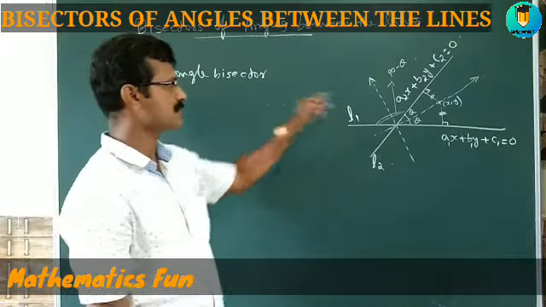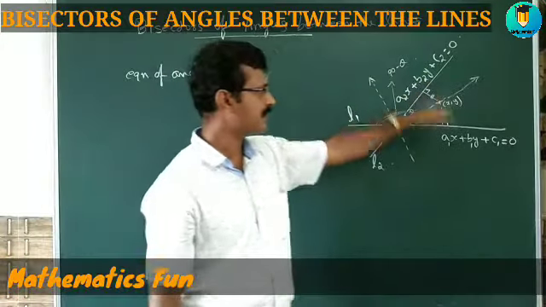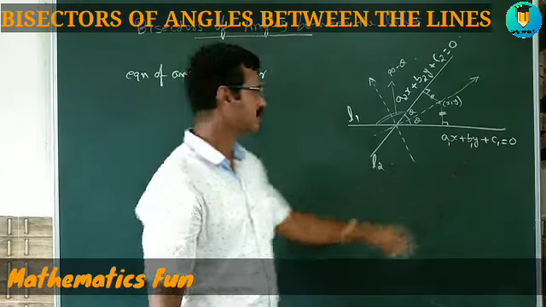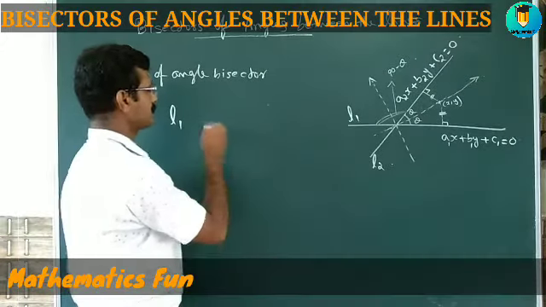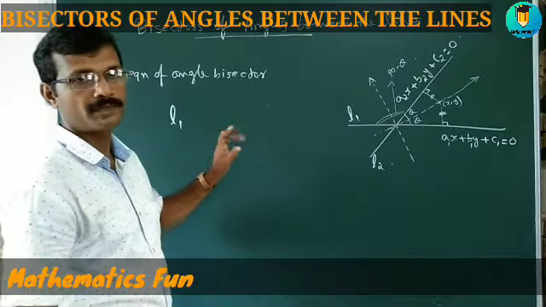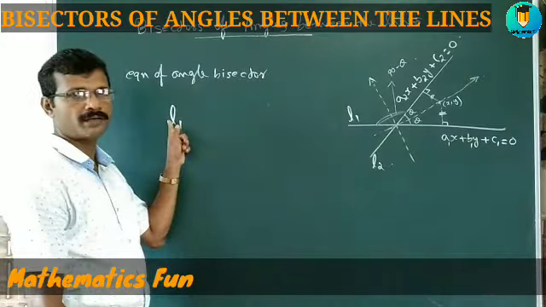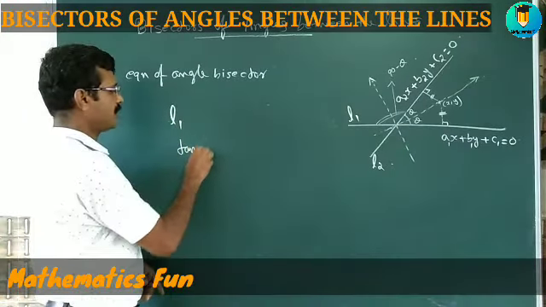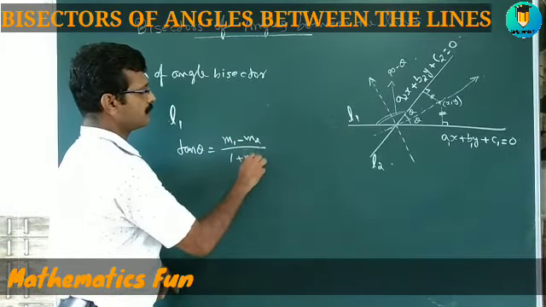You will get one equation, of one of the bisectors, and one of the given lines. Let me take the line L1 and one of the angle bisectors. Now I will find the angle between that angle bisector and this line, with the help of a formula. We know the formula: tan theta is equal to m1 minus m2 by 1 plus m1 into m2.